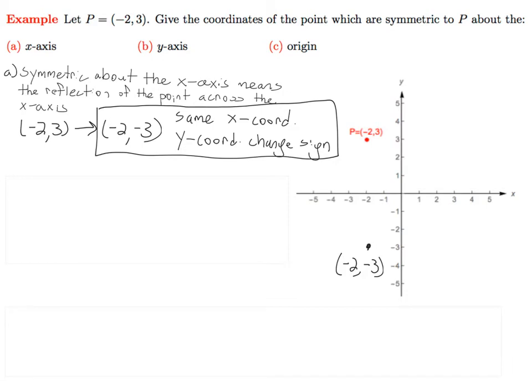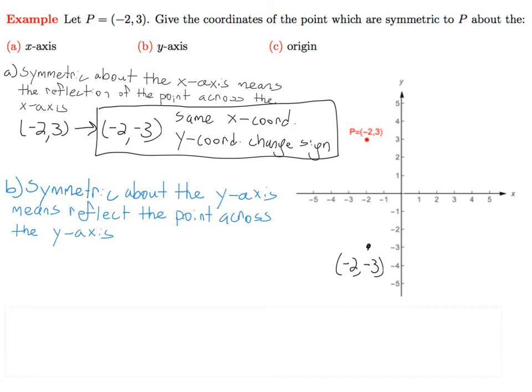In part B, we want to do the similar analysis, but now we want to think about its point which is symmetric across the y-axis. And so remember that a point which is symmetric about the y-axis means we're now going to take this point P, which is at -2, 3, and now we're going to look at its reflection across the y-axis, which would put it over here at about 2, 3. And so we're going to look at its mirror image across the y-axis.